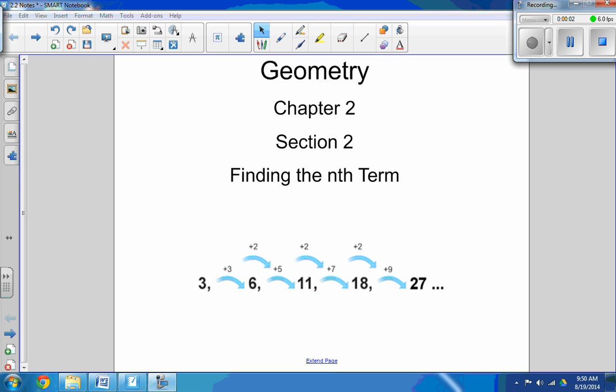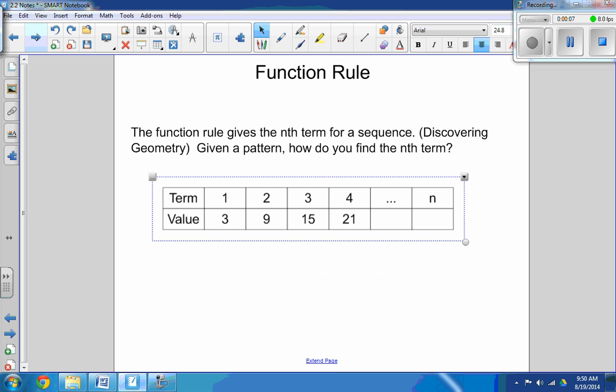Geometry, Chapter 2, Section 2, Finding the Nth Term. So let's look at the concept of the function rule. The function rule gives the nth term for a sequence. In other words, given a pattern, can we find the nth term?